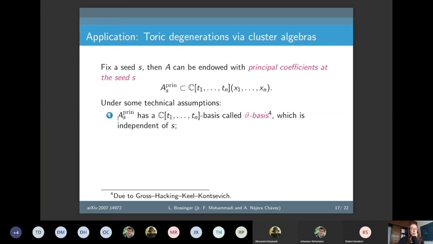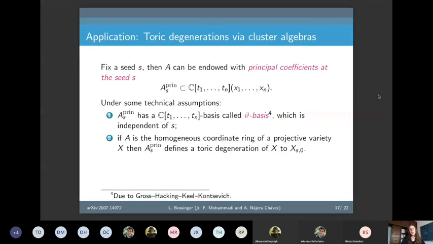If I add some technical assumptions to my cluster algebra, I have the following. My algebra A^prin_S has a C[t_1,...,t_n] basis called the theta basis. And it's important to know that this theta basis is in fact independent of S. So this theta basis is a basis for all these algebras A^prin_S with varying S. And secondly, if A was the homogeneous coordinate ring of a projective variety X, then, as I already mentioned, A^prin_S defines a toric degeneration, and I will denote the special fiber of this degeneration, the toric variety, by X_S^0.